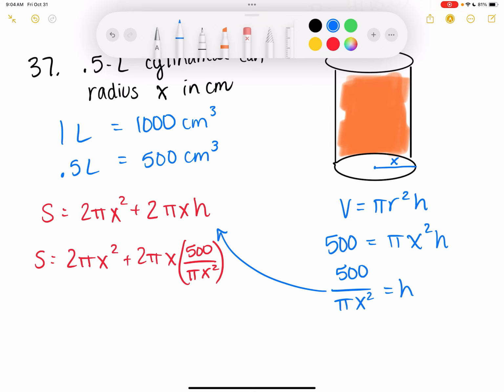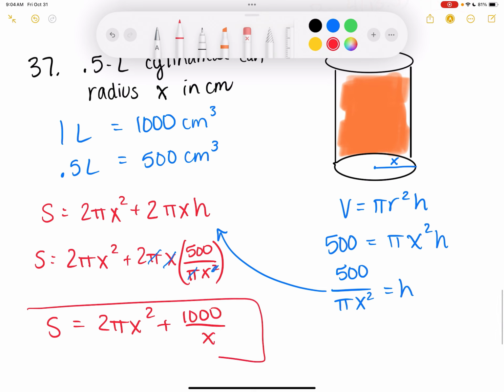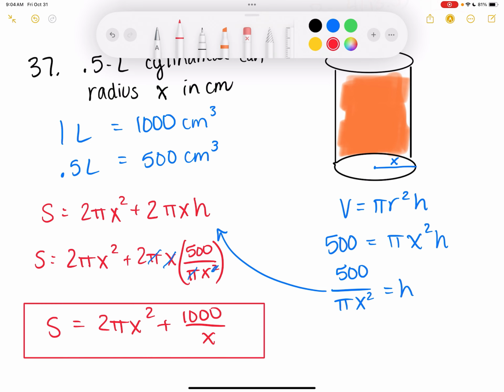At this point, I would see if I can cancel stuff. Right here, I would cancel pi's. I would cancel one of the x's out of the bottom here. So my surface area formula is 2 pi x squared plus 1,000 over x. So that's the first part that they're asking us for: the equation of surface area as a function of x.